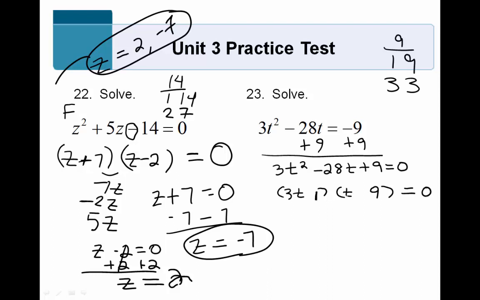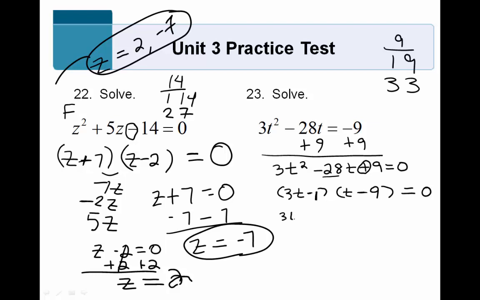So 1 times t is 1t, checking my inner. 3 times 9 is 27. Both of my signs are the same, and it needs to add up to negative 28, so both of my signs will have to be negative. So both of these factors multiplied together equals 0.